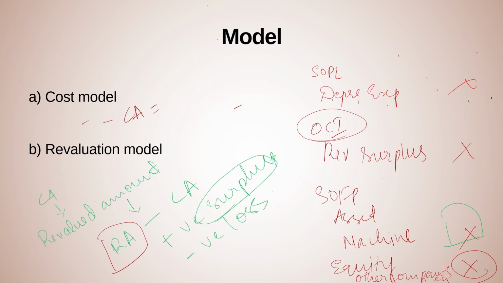Okay, depreciation expense we will calculate by using the formula initial cost minus residual value divided by useful life, and reduce it from the initial amount. Okay, then you will get carrying amount, and revalued amount will be given, and by using this formula, if it is positive then it is surplus, and if it is negative then it will be loss.